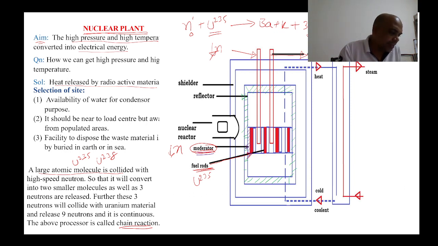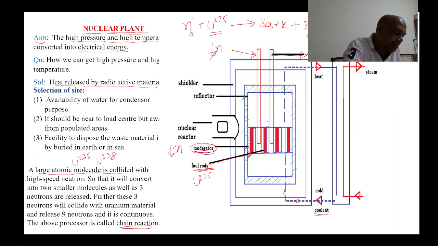Clear? Next, this one is coolant. The coolant is used to extract the heat developed in the reactor. So here, coolant is used to extract the heat developed in the reactor.